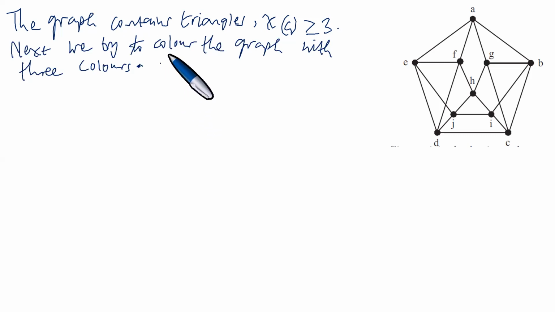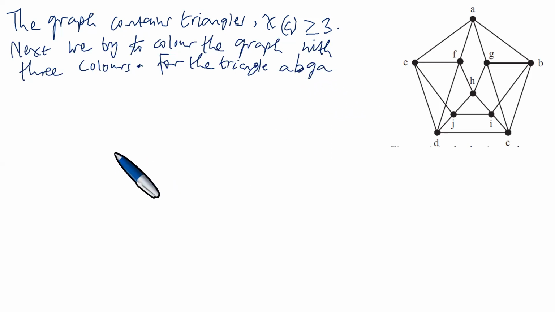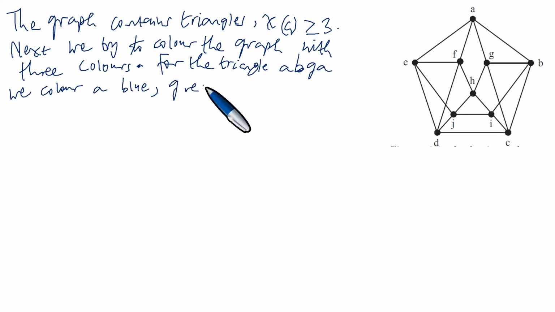For the triangle ABGA, we color A blue, G red, and B green.